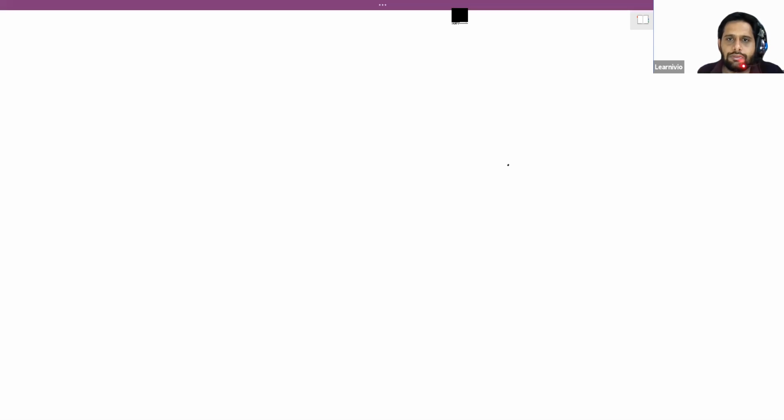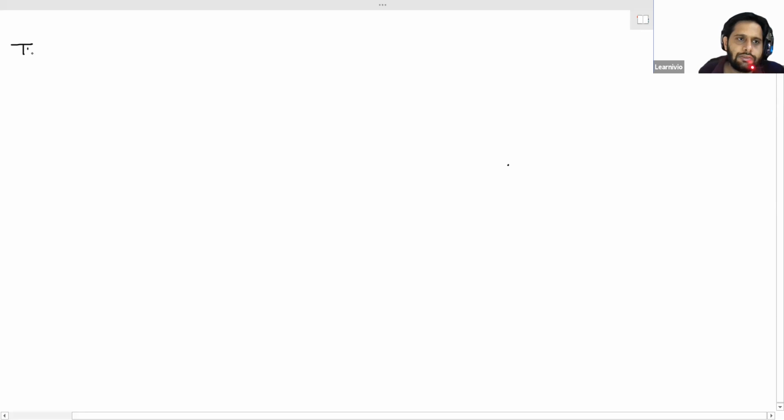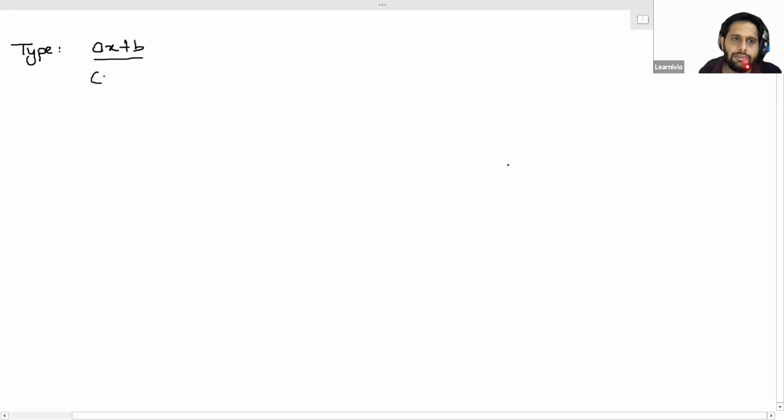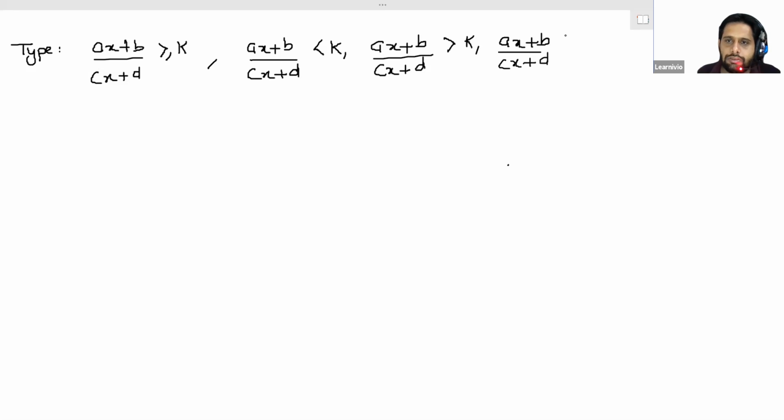Okay, so next is the next type of question, which looks like this: Ax plus b by Cx plus d greater than or equal to k, or Ax plus b by Cx plus d less than k, or only greater than k, or Ax plus b by Cx plus d less than or equal to k.